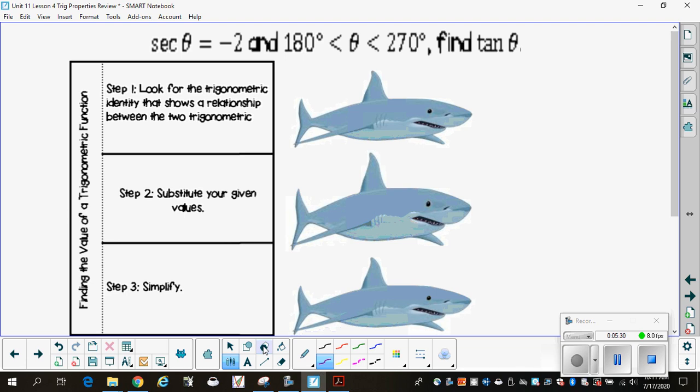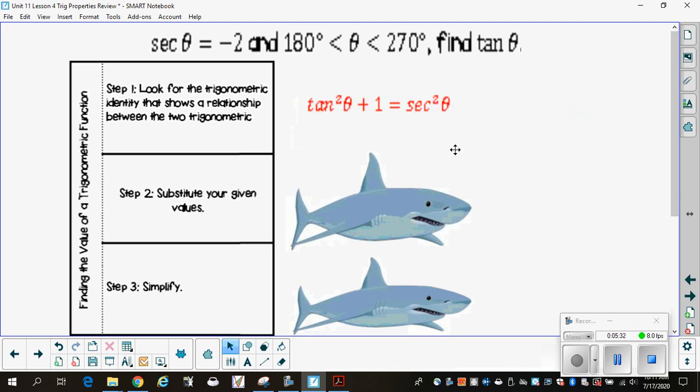trigonometric functions. So here, tangent squared plus 1 is equal to secant squared. Tangent and secant are related by the Pythagorean identity. Okay? I also can look at this, and before I start doing any solving, I can note that 180 to 270 means that I'm in quadrant 3. And in quadrant 3, I can think about, is tangent positive or is tangent negative?